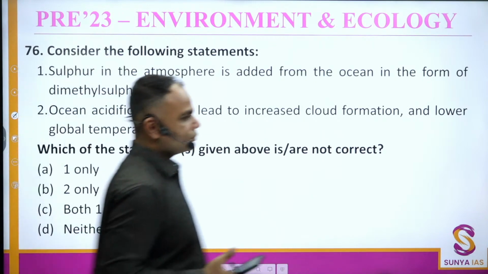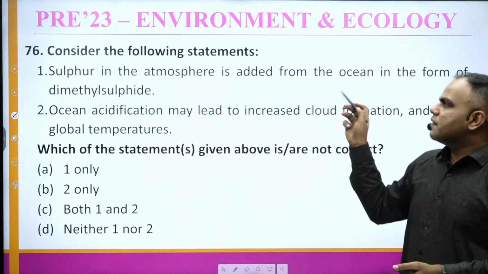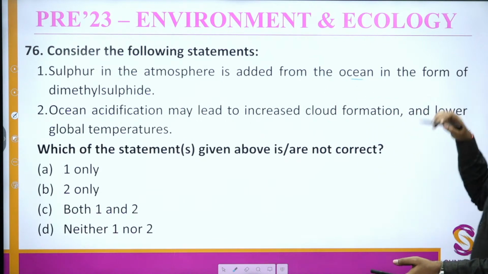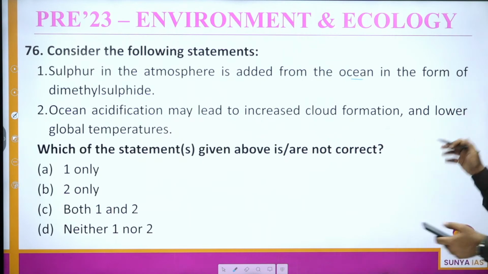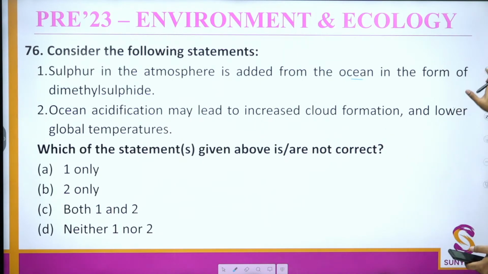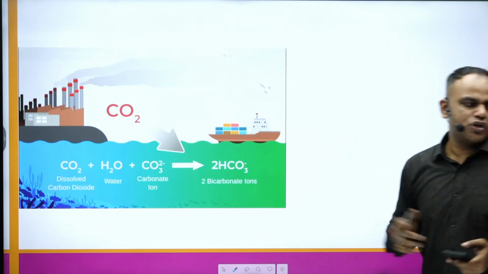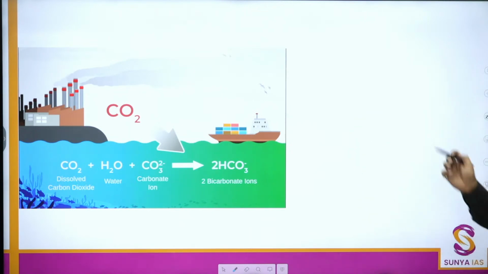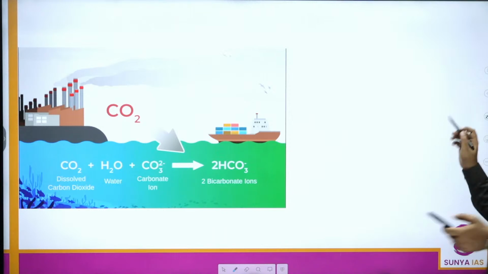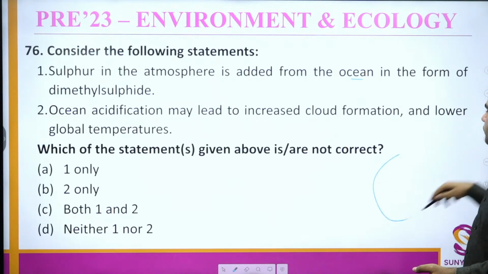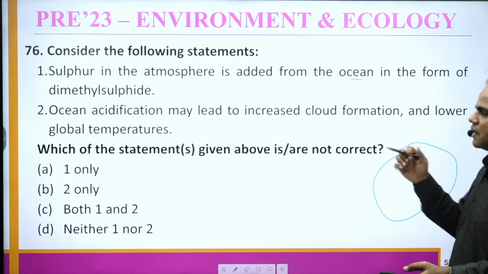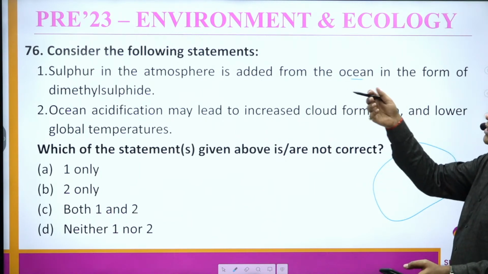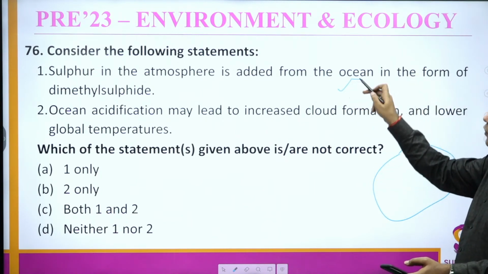Next, the question: sulfur in the atmosphere is added from the ocean in the form of dimethyl sulfide. One question is how this sulfur is going to be produced, and the second is related to ocean acidification. Here, that's basically when we talk of planktons. Planktons produce a compound known as dimethyl sulfide, which produces this sulfur in the atmosphere. And of course this is produced in the oceans.